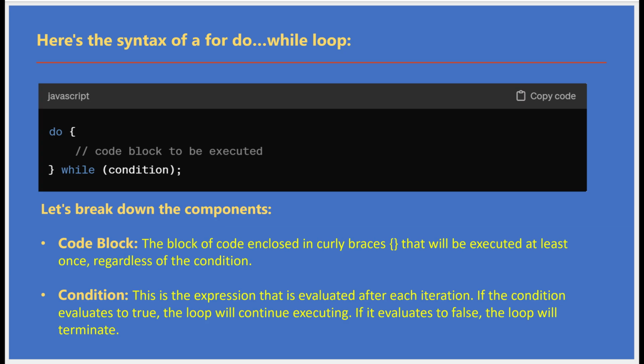The syntax of a do-while loop is a piece of cake. Imagine a JavaScript code like this. do, while (condition). There are two main components here. First, the code block. This is the chunk of code enclosed in curly braces that will be executed at least once, no matter what the condition is. Second, the condition. It's the expression that is evaluated after each run. If the condition turns out to be true, the loop keeps going. But if it results in false, the loop calls it a day.